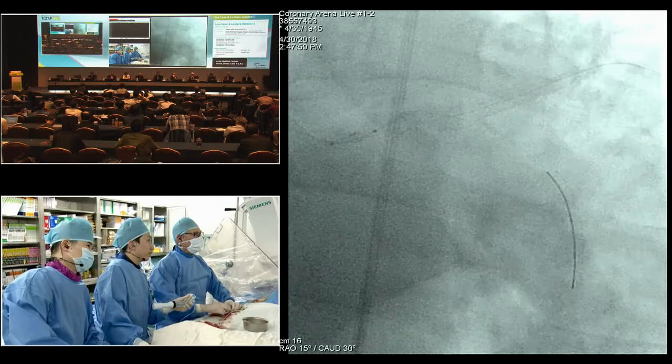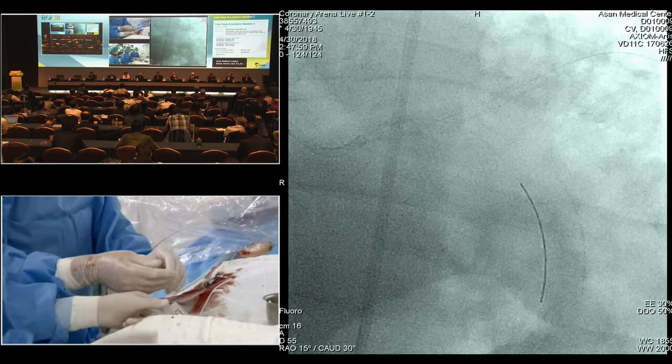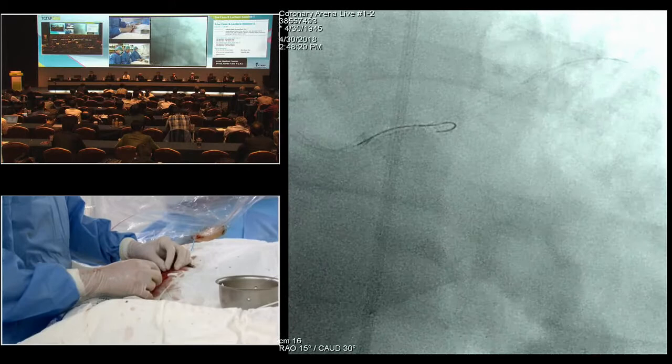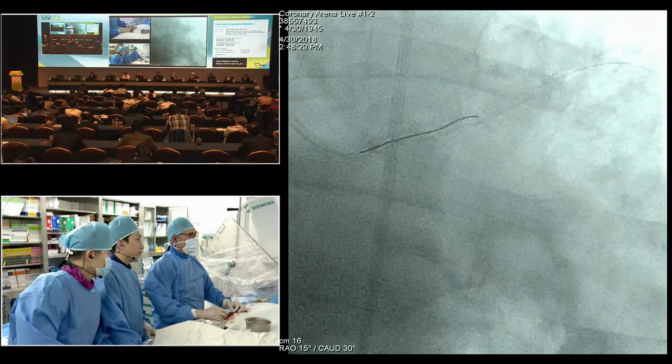So I will try again. Do you use OCT systematically when you treat a left main? Yes. Okay, so I never use it. I want really to be sure that I am inside the stent, and then by pulling back the wire from the LAD, we'll try to enter a distal strut test.